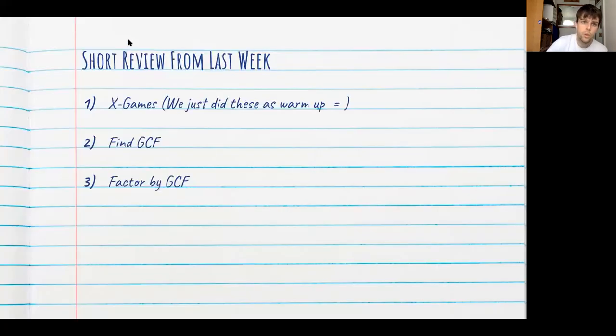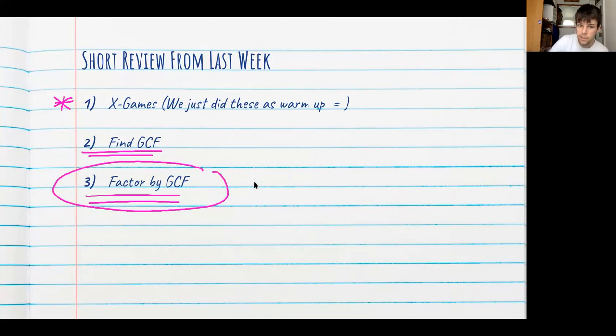All right, so we did the review of X games. I also want to talk about GCF and then what we touched on at the end of last week, factoring by GCF. This is going to be our main topic for this video. This is what we're calling Learning Target 5.3, factoring these binomials by taking out a monomial GCF.